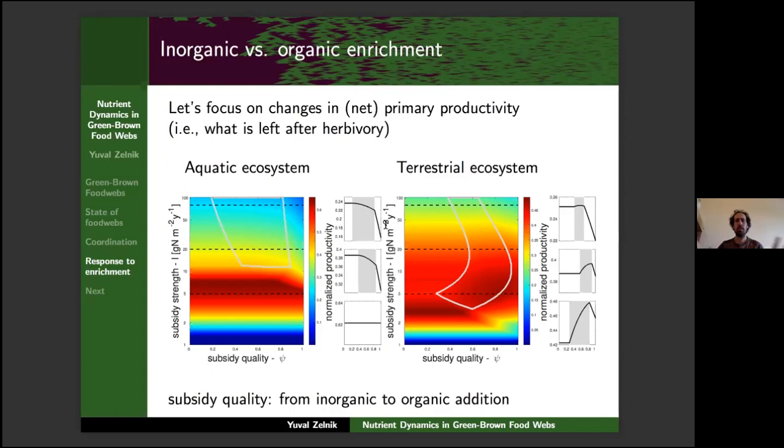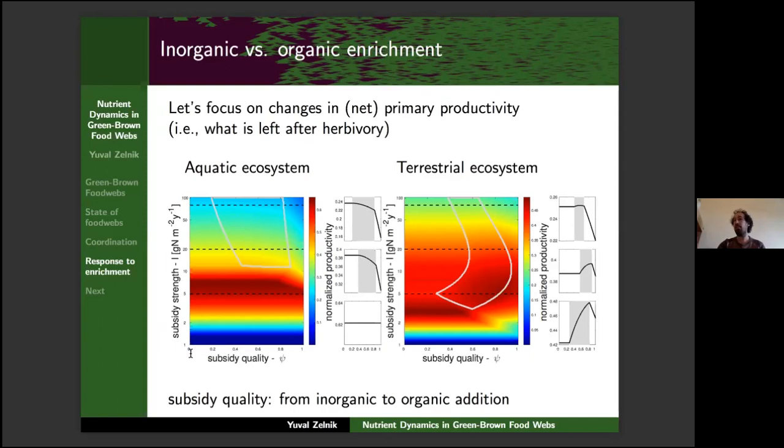Here I'm just going to look at two generic systems, one aquatic and one terrestrial, for simplicity. What I'm looking at here is the parameter space of two things. Subsidy here, sorry, I should have explained that subsidy is simply the term in ecology for nutrient additions. That's really what that is. So these are two properties of these nutrient additions, or subsidies. On the y-axis, we have in log scale the strength, so the overall flux of nutrients coming in. And the x-axis is what I call the quality, which is basically from left to right, inorganic to organic.